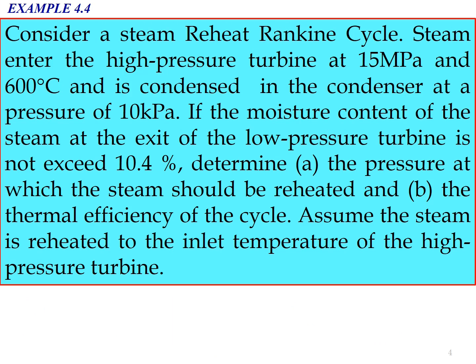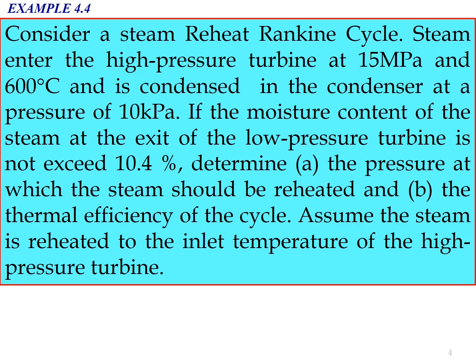Example 4.4. Consider a steam reheat Rankine cycle. Steam enters the high pressure turbine at 15 megapascal and 600 degrees Celsius and is condensed in the condenser at a pressure of 10 kilopascal. If the moisture content of the steam at the exit of the low pressure turbine does not exceed 10.4%, determine A, the pressure at which the steam should be reheated, and B, the thermal efficiency of the cycle. Assume the steam is reheated to the inlet temperature of the high pressure turbine.